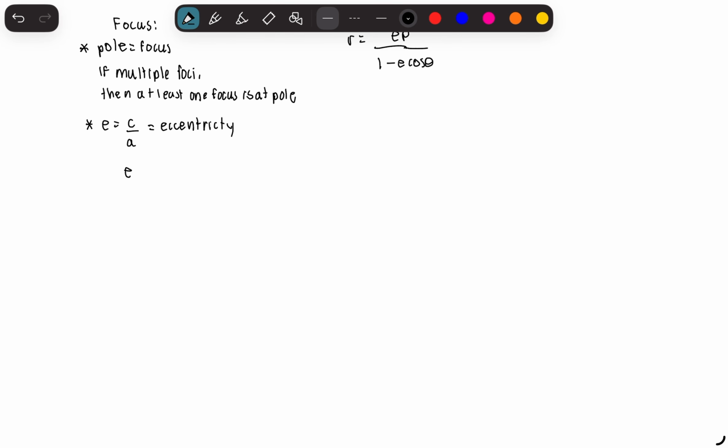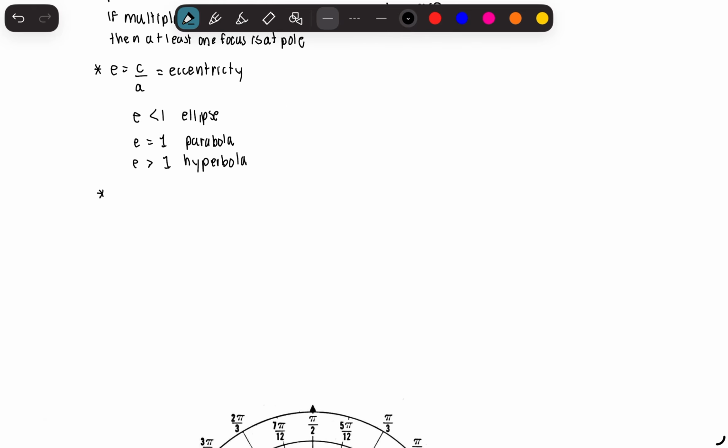eccentricity, aka your measure of how circular your conic function is. An eccentricity of less than 1 is going to be an ellipse. An eccentricity equal to 1 is going to be a parabola, and an eccentricity that is greater than 1 is going to be a hyperbola. And your orientation rules you have to remember is cosine theta is going to mean you have a horizontal axis, and a sine theta means you have a vertical axis.